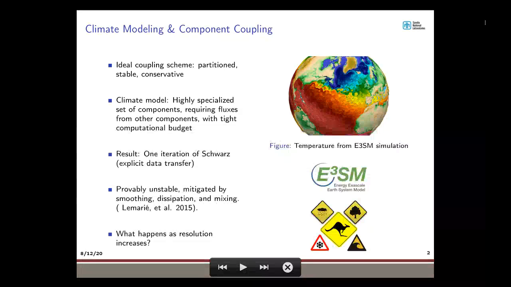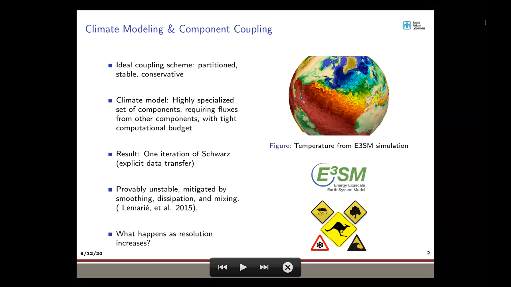Now, let's contrast this ideal coupler with the ideal of a climate model. In the context of this talk, you can think of a climate model as a highly specialized set of components, all requiring flux from each other, similar to the picture Vijay showed earlier in his talk, but with a very tight computational budget. And it's typically been the case that each component is vetted as much as possible, because there's no point in coupling unless you have components that work properly.